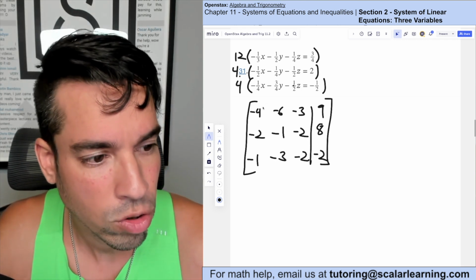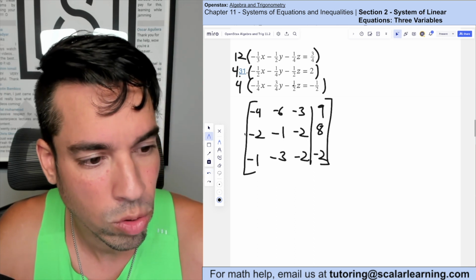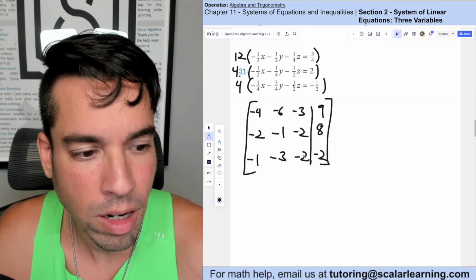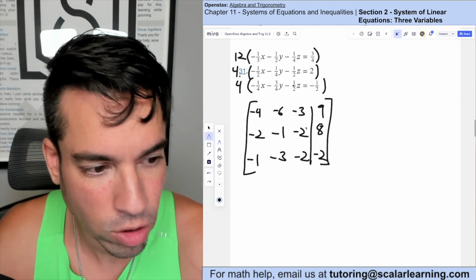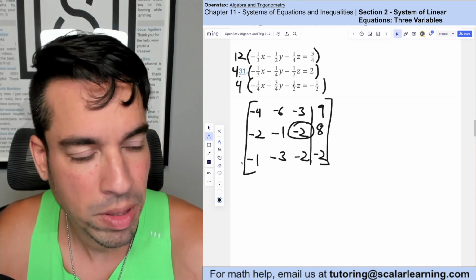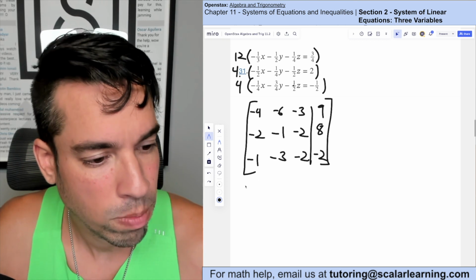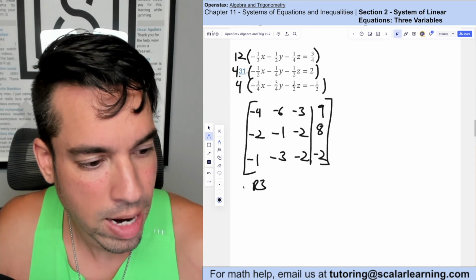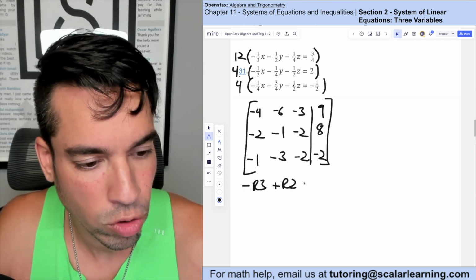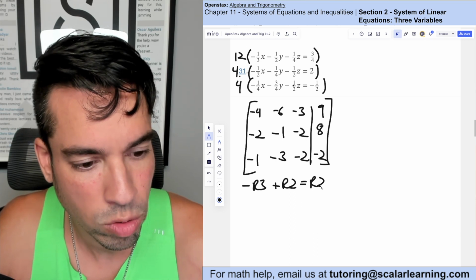Again, I love to start with this spot to turn it into a 1. But actually, I see a nice little opportunity here. I can quickly and easily flip this one to a 0. So I'm going to actually start with that. So I'm going to multiply row 3 just by a negative. I'm going to add it to row 2, and we're going to get a new row 2. So let's do that now.